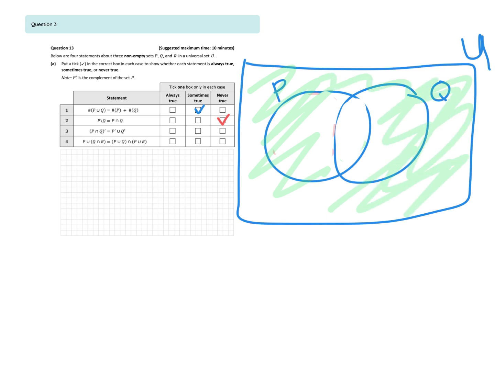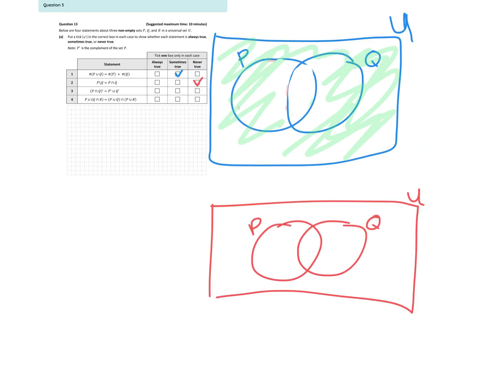Right, it's everything apart from the intersection. All right, P complement union Q complement. Let's have a look at that one. So P complement union Q complement. P complement is everything apart from P. So that's going to look like this.